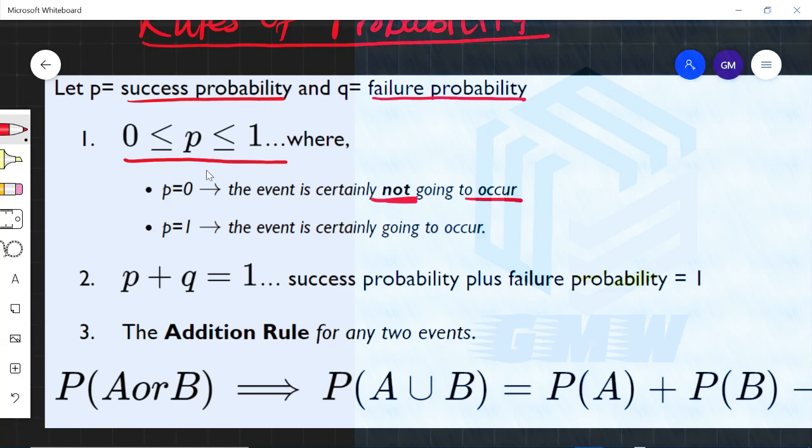For example, the probability that tomorrow is Sunday, given that today is Wednesday, is 0. Then, if the probability is 1, we are certain that the event will occur. Are we good? All right. So that's what it means.